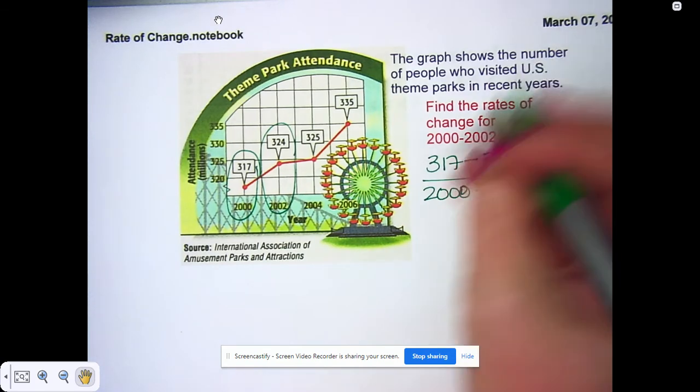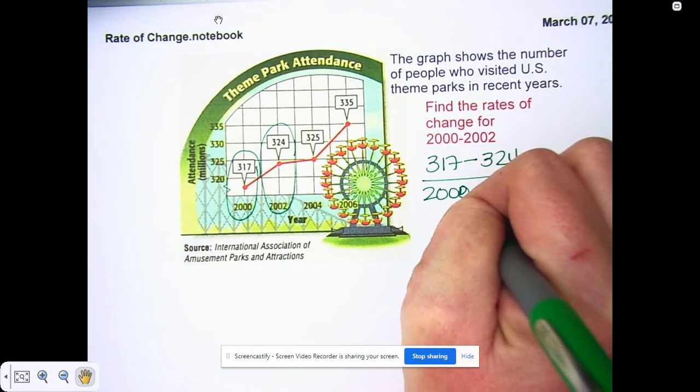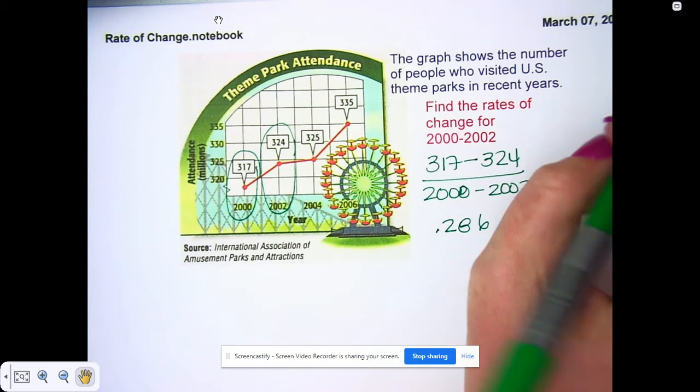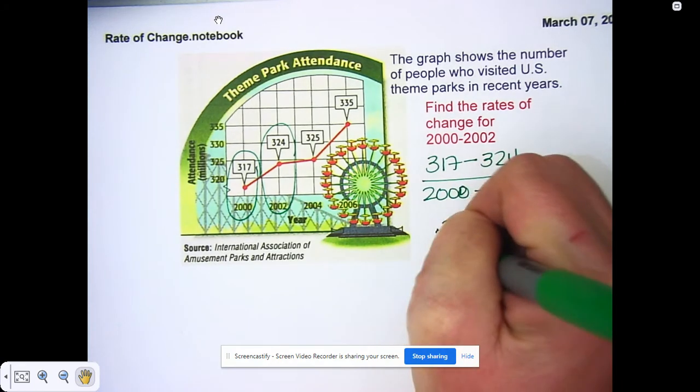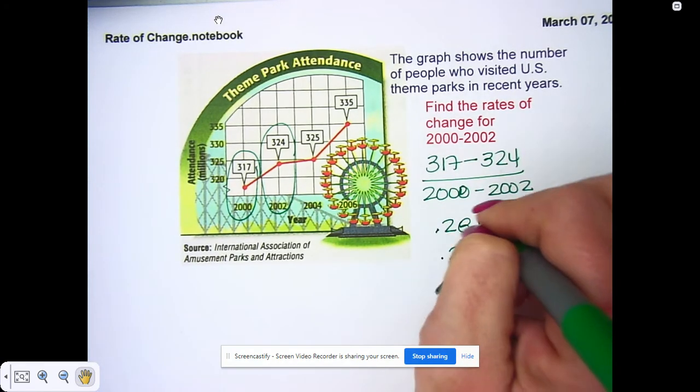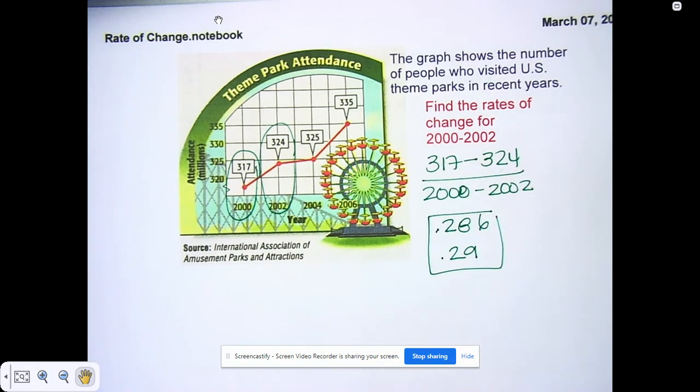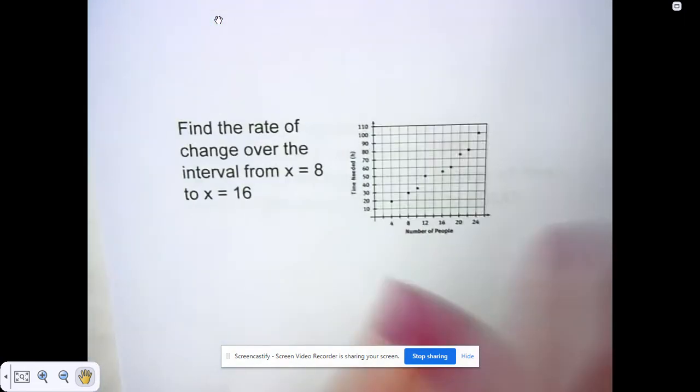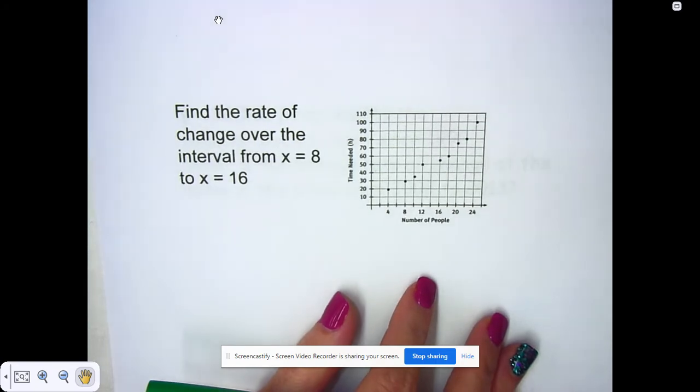Okay, so 0.286, or it might just be 0.29. Either way, it doesn't say what to round to. I usually do 2 decimal places. Okay. All right, find the rate of change over the interval from x equals 8 to x equals 16.